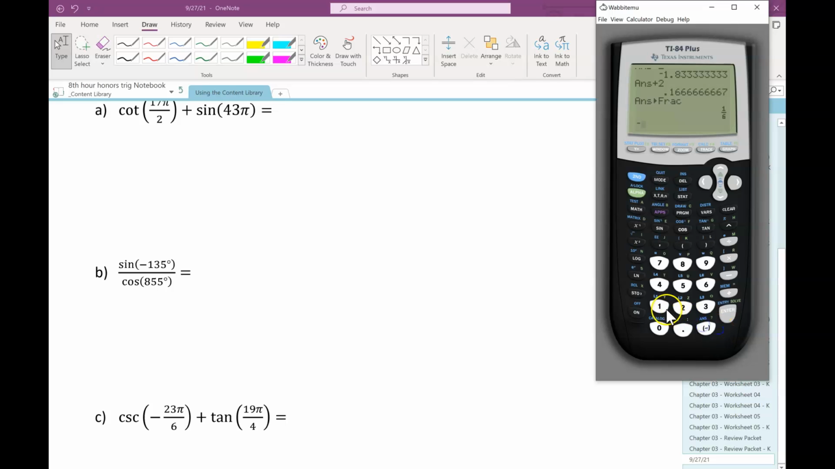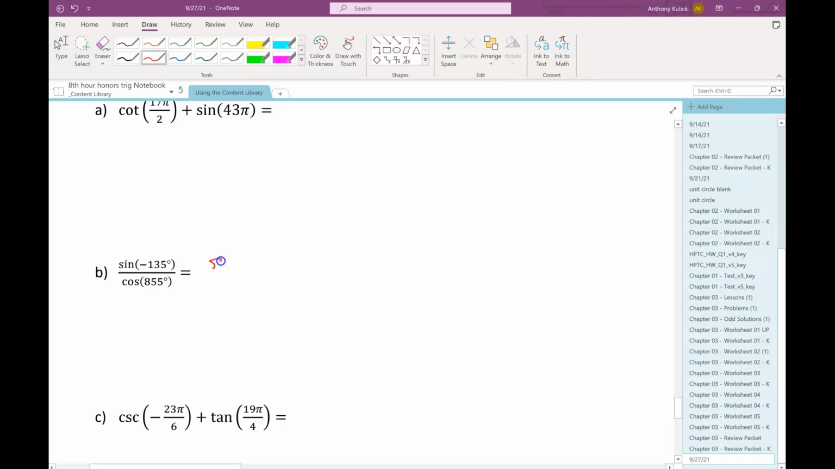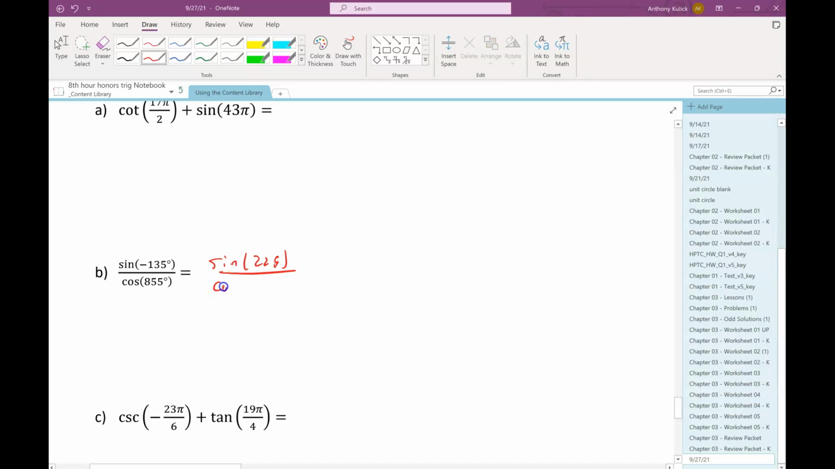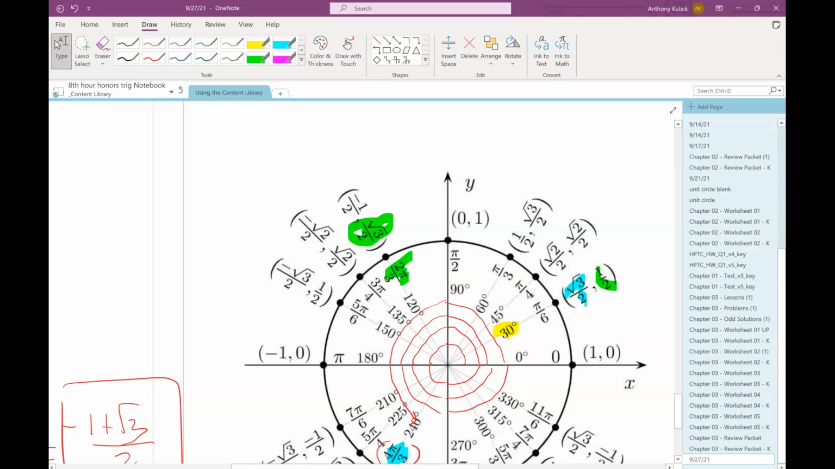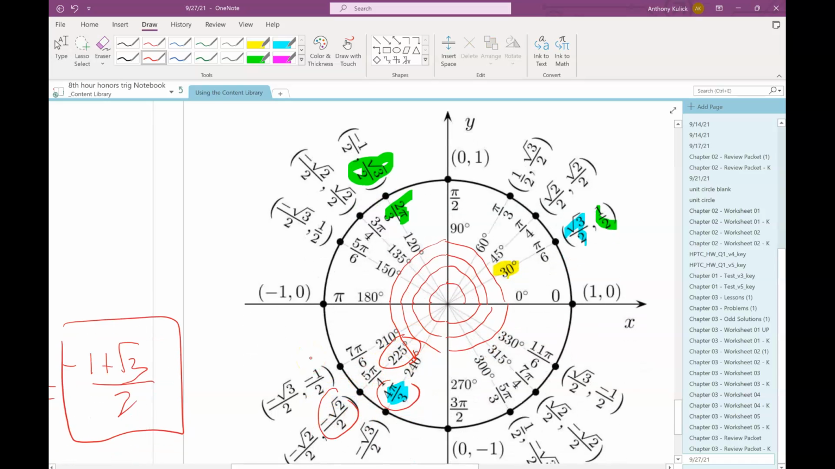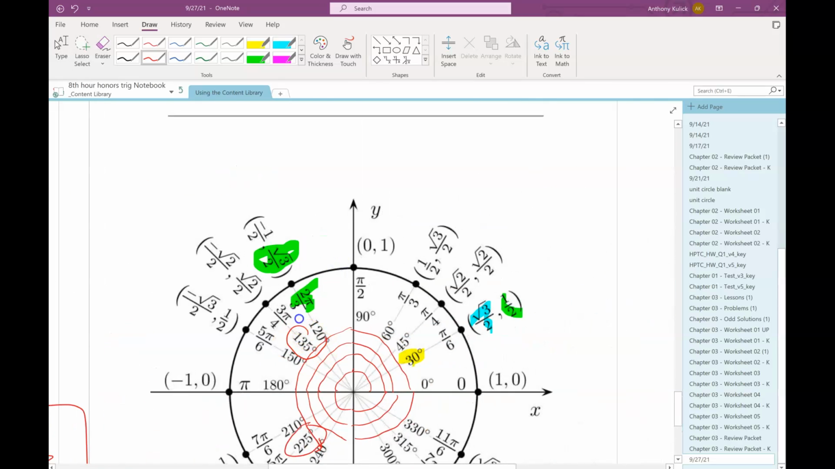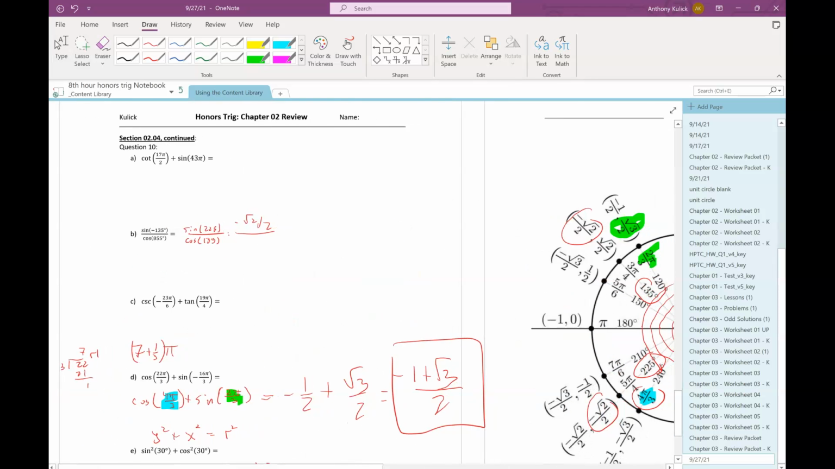All right. So this is even easier because it's all in degrees, so it's not even anything sneaky. So sine 225, and then 855 minus 360. That's 135. So I go to my unit circle. Sine of 225 is negative root 2 over 2. And cosine of 135 is also negative root 2 over 2. That's just 1. Okay. Cool.